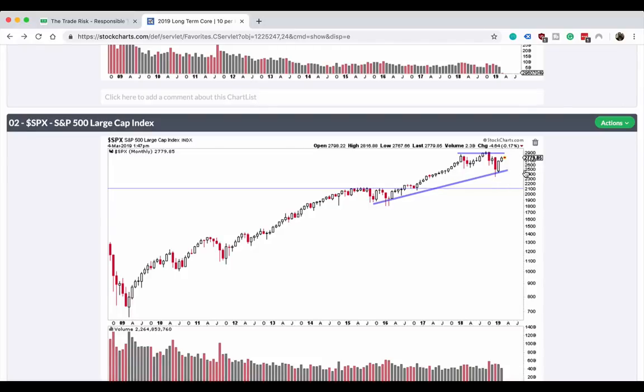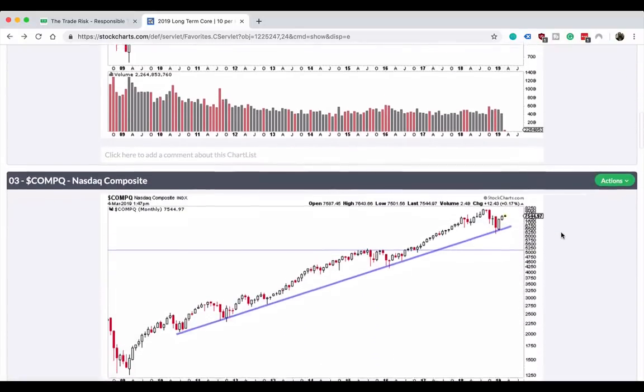If we start to break down below 2,400, that's where things get quite dicey. I would expect a move down towards 2,100 if we were to really start to break down, make new lows, and really start to put in a much deeper 30+% pullback off of the highs. So that is the structure there in the S&P 500.